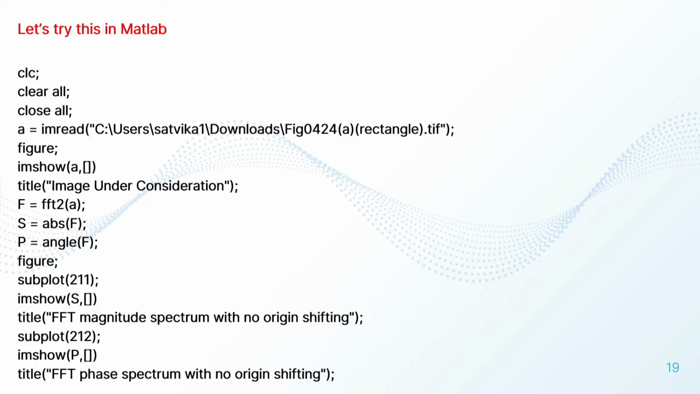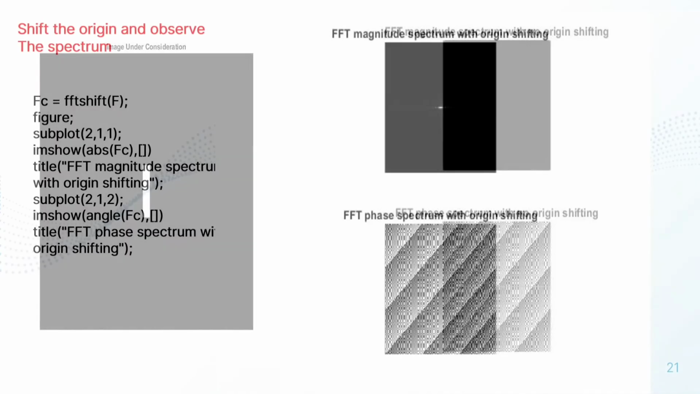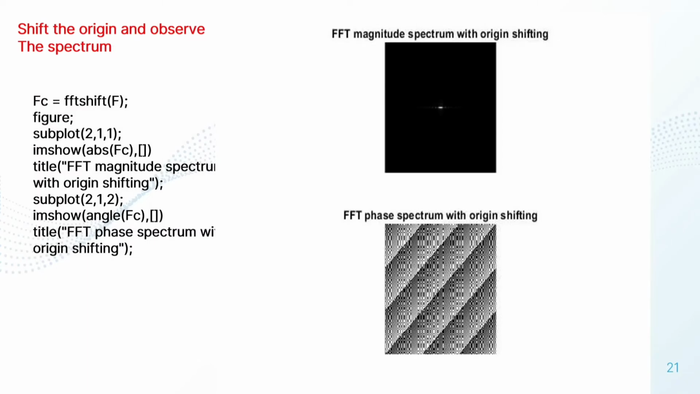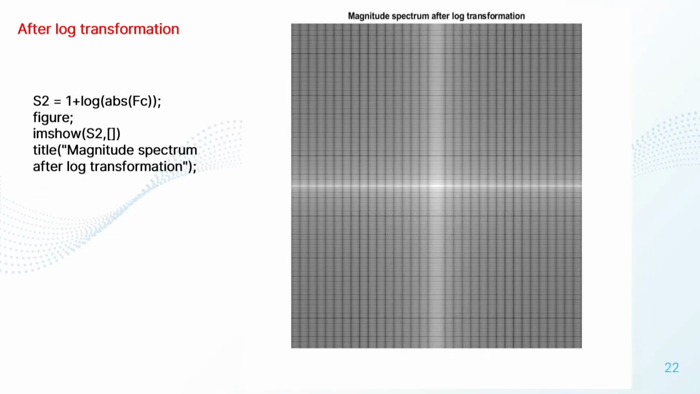Now let us try to perform operations like origin shifting and log transformation on a given image in MATLAB and observe the results. Image on the left is our input image. Remember this image as this will be our reference image further. We can see the magnitude and phase spectrum without origin shifting. We can't observe any details in the magnitude spectrum. Now shift the origin and observe the spectrum. A bright spot in the middle can be observed, but the phase spectrum is unchanged. Now perform log transformation and we can see the detailed magnitude spectrum.